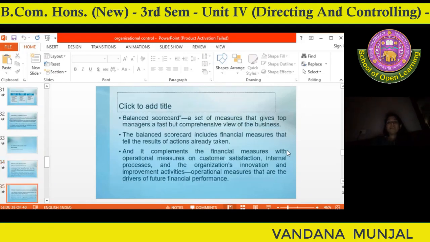Okay, the balanced scorecard is a set of measures that gives top managers a fast but comprehensive view of the business. It includes financial measures that tell the results of actions already taken. And it complements the financial measures with operational measures of customer satisfaction, internal processes, the organization's innovation, and other levels of activities.